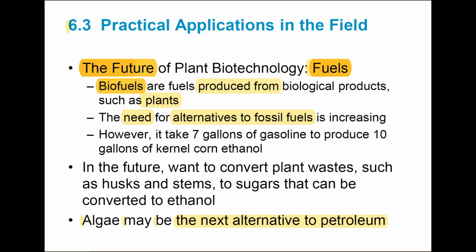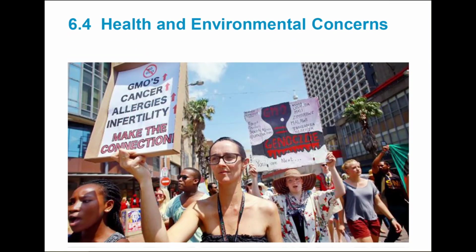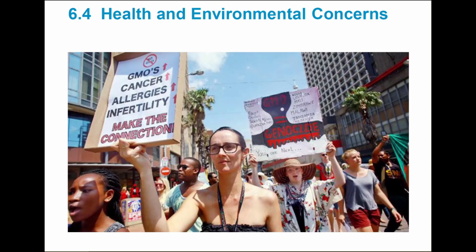Okay, now comes the darker side or the lighter side, depending upon how you think. Health and environmental concerns. Anti-GMO, right, is an enormous movement. Say no to GMOs, and these are people marching on the Capitol, et cetera, in order to ban use of GMOs.